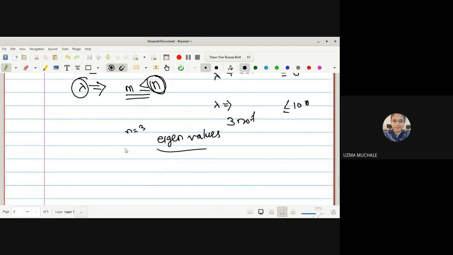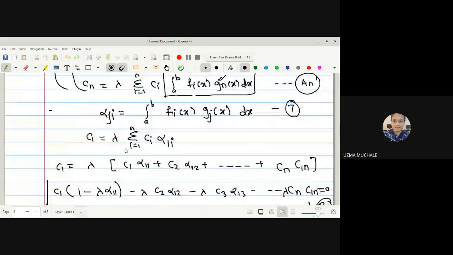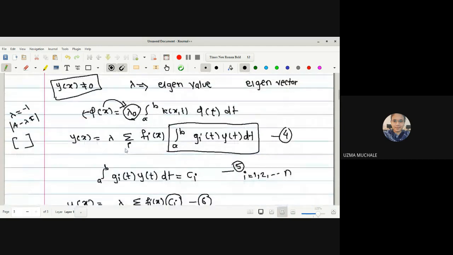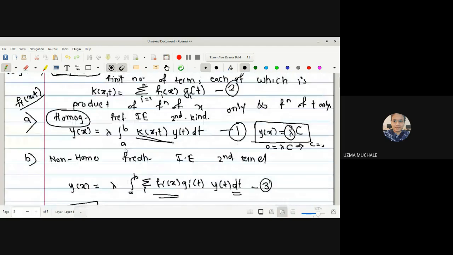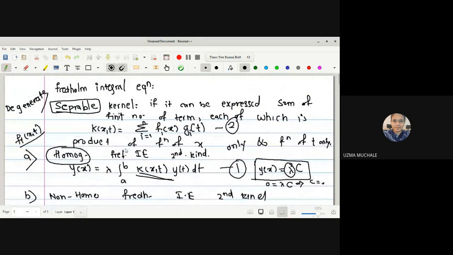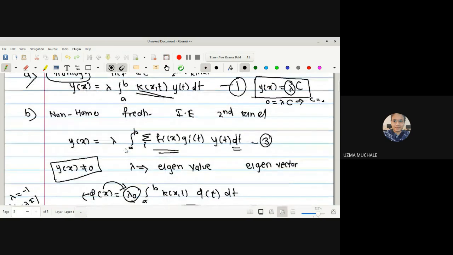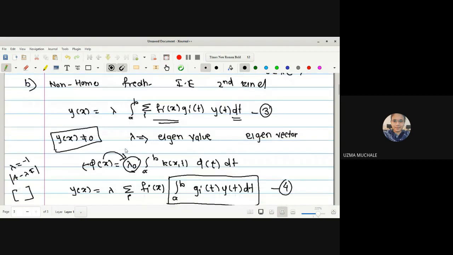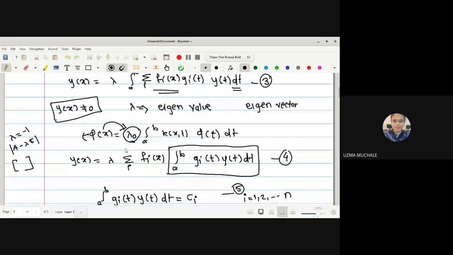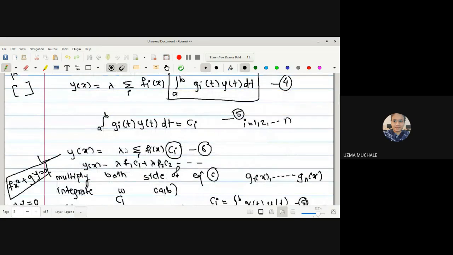Okay, any doubt up to this? Let me repeat the things. First, we have a separable kernel. That means a kernel which can be written in the form of a sum of products of functions of x and t only. Right? Then we substituted the value of k(x,t) in equation 1, which is equation 3. After that, we took the terms of x outside, and then renamed that bracket in equation 4 by equation 5. Right?